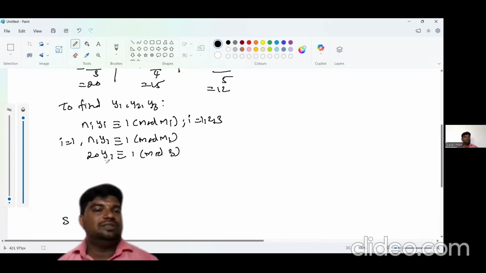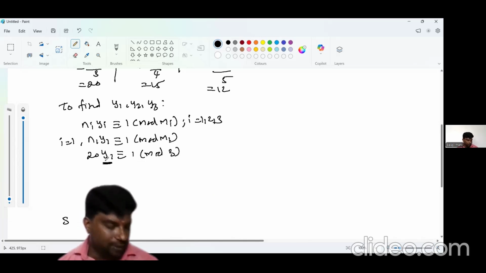So now we can choose the y1 value, multiply it with 20, and divide this product by 3 to get the remainder. Let's take y1 equal to 1: 1 into 20 is 20. 20 divided by 3, 6 threes are 18, the remainder is 2. But we need remainder 1, so we don't select 1.